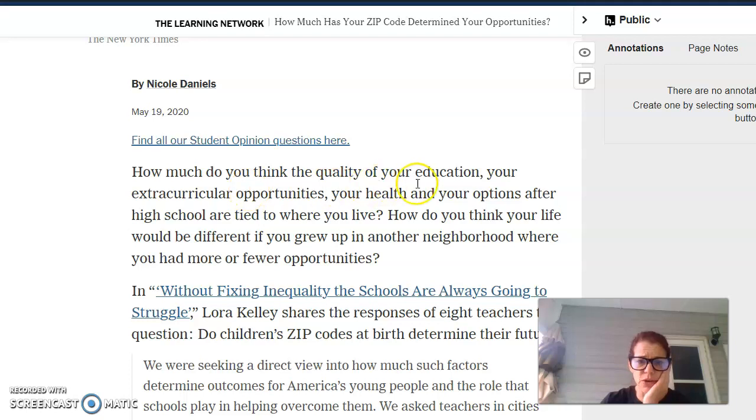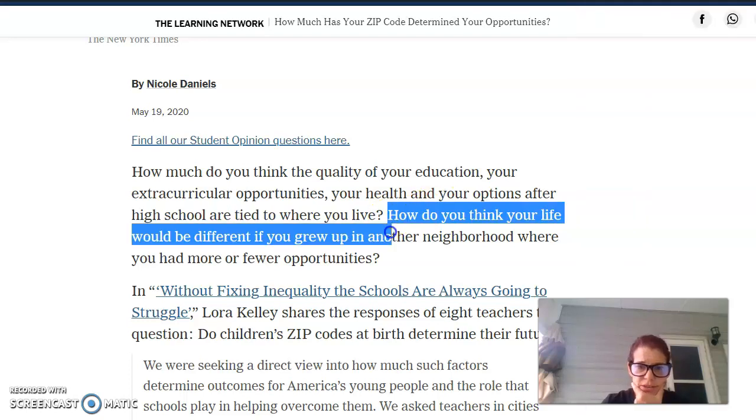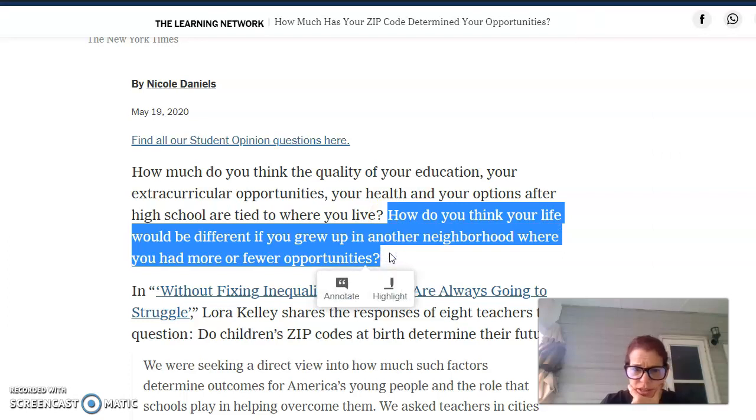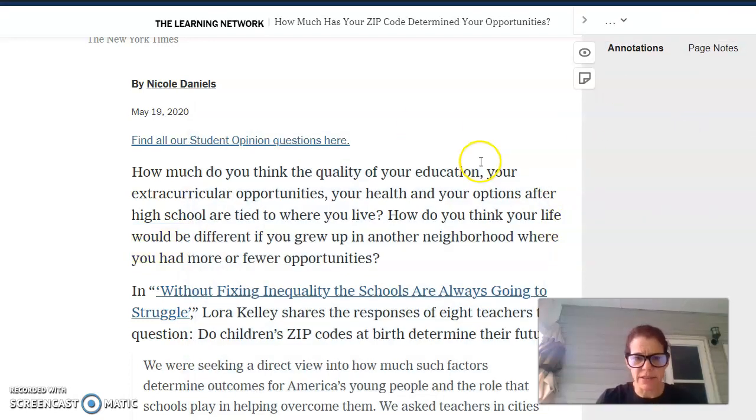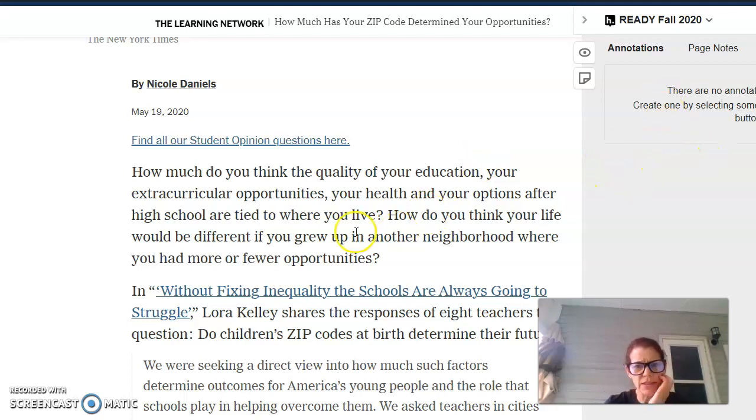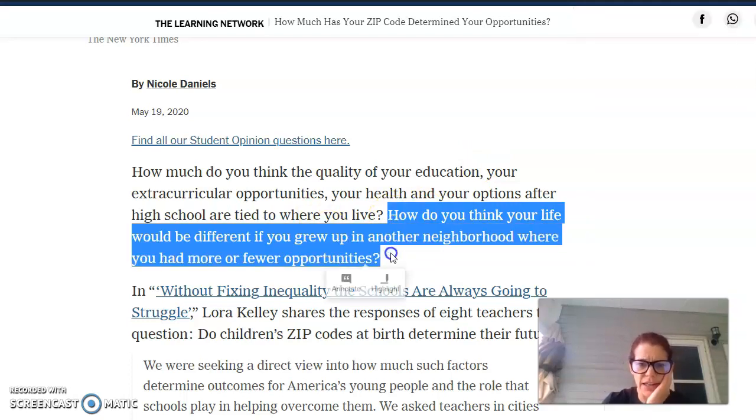"How much do you think the quality of your education, your extracurricular opportunities, your health, and your options after high school are tied to where you live? How do you think your life would be different if you grew up in another neighborhood where you had more or fewer opportunities?" I'm going to highlight that because I think this is a really important question that they're asking. So I'm highlighting that. Okay, it's telling me I need to log in. There we go, now I'm logged in. Okay, so I'm going to highlight that.